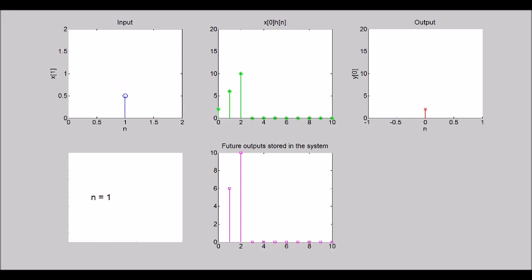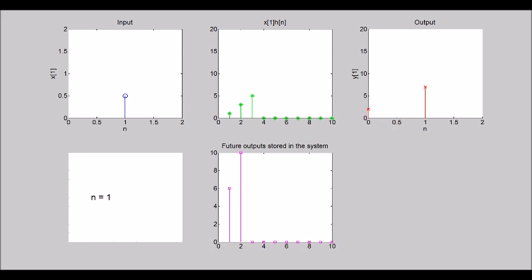So now, if you see, the input has changed. It's now of height 0.5. It's still a discrete time impulse though. So this is an impulse, it produces an impulse response. Different to before though, this impulse response is half the amplitude because it's been scaled by the height of the input. This is a linear system, remember. If we multiply the input by 0.5, we multiply the output by 0.5. What we get now is the first term of this new impulse response appearing at the output.